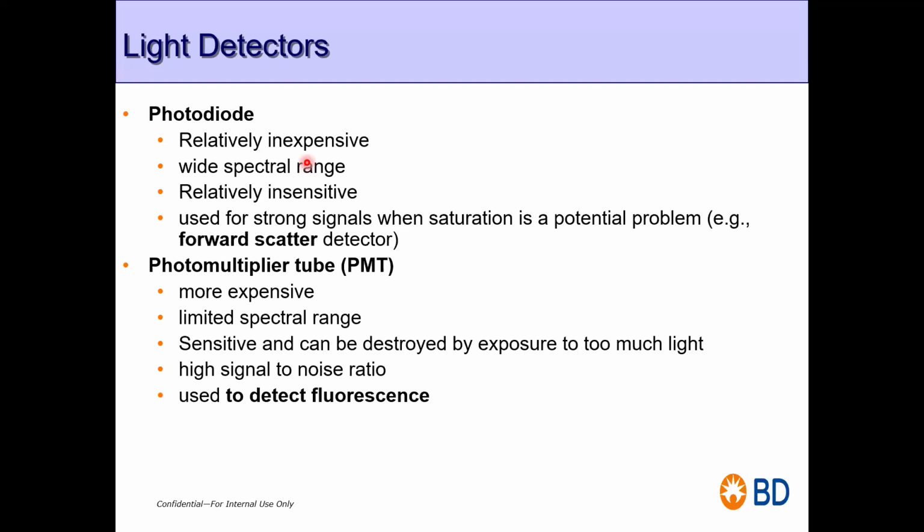Because forward scatter, if you remember that flow diagram, the detector was in the place of the light. So it was so close to the interrogation point that it doesn't need much, because it is already getting a lot of photons. There is no loss of data there, so we can use a weak detector there.